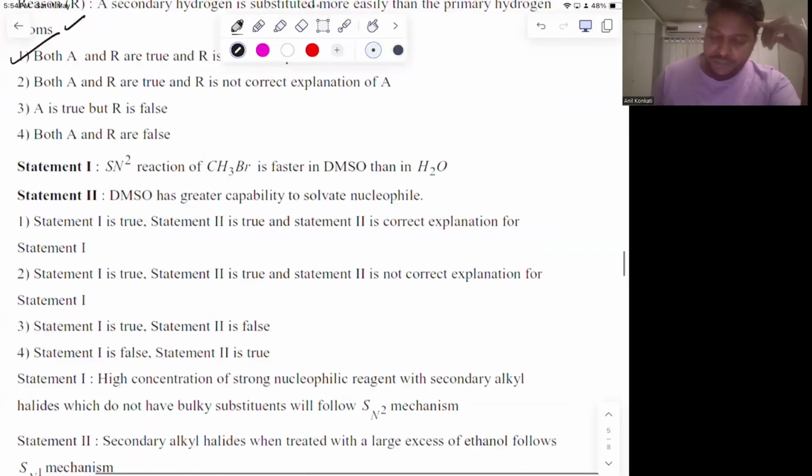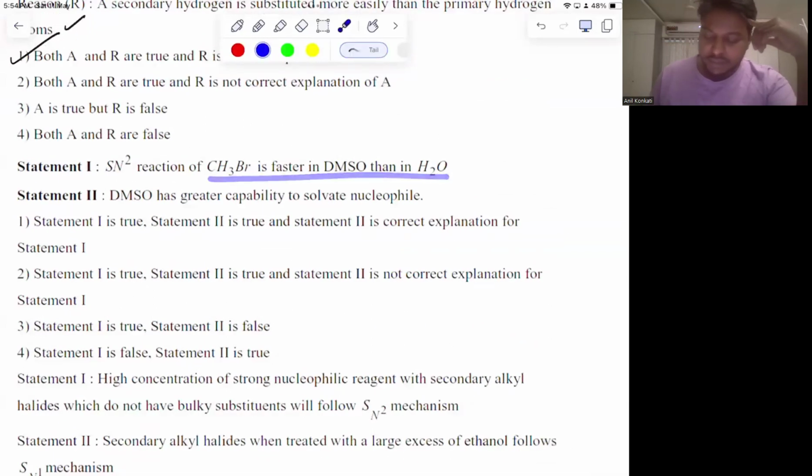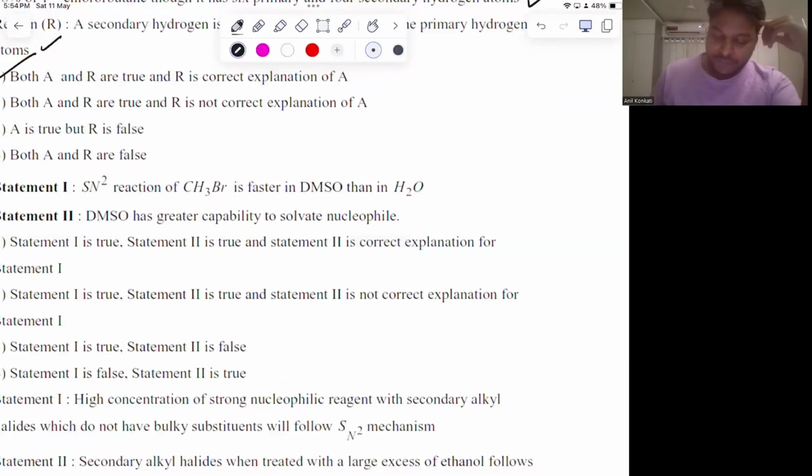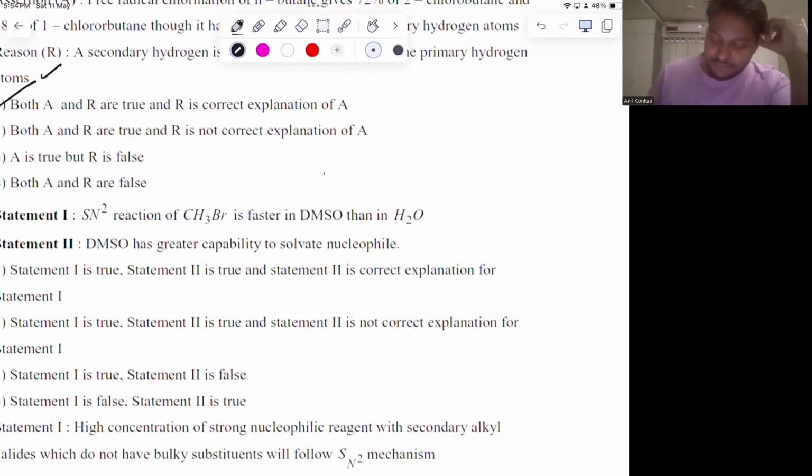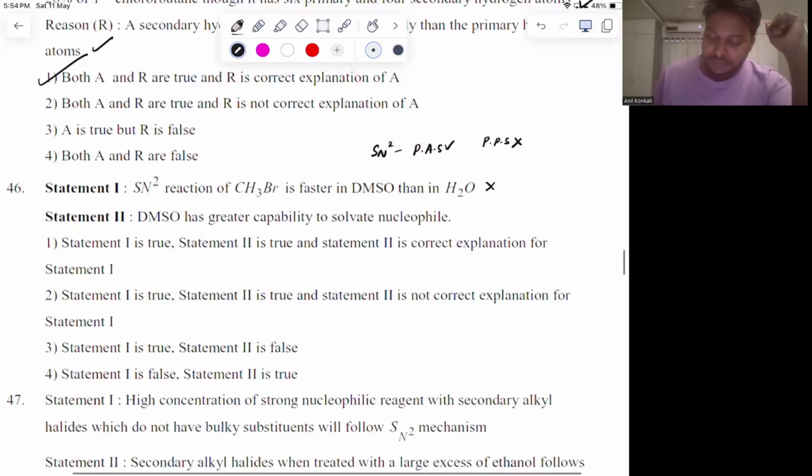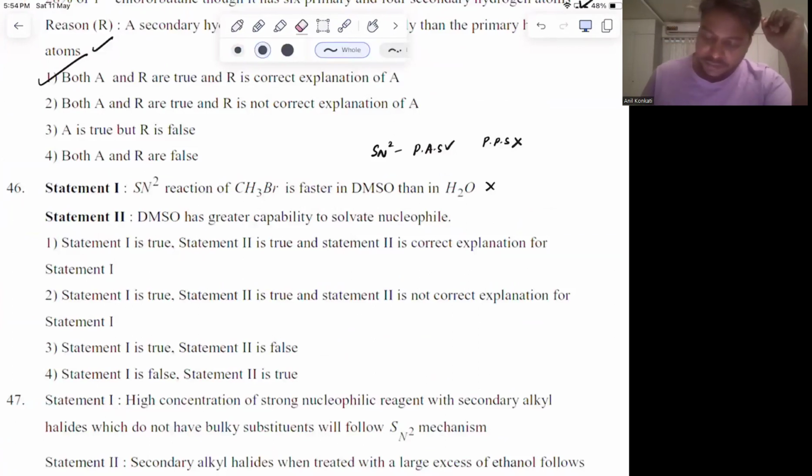SN2 reaction of CH3MgBr is faster in DMSO than H2O, which is incorrect. Because SN2 reactions are more favorable in polar aprotic solvent and less favorable in polar protic solvent. So the first statement is incorrect. DMSO has, faster is said, no? So then it is correct only. So the statement is correct, that it is faster in DMSO than water.